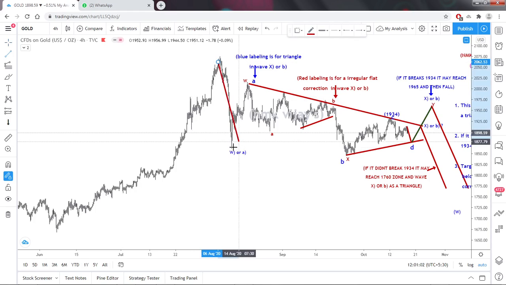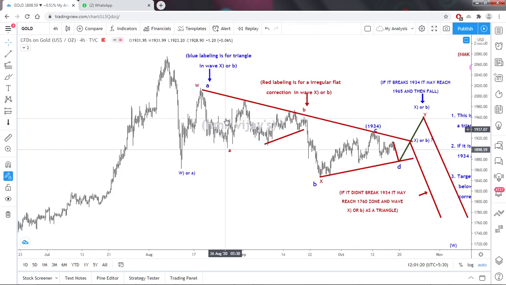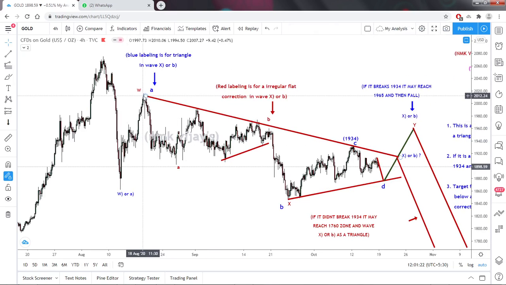This A, B, C, instead of making this and looking for those higher levels, look at what I'm explaining. This is a W, this is an X, A, B, C. So that means this whole thing becomes a W, X, A, B and C. So we still need a lot of correction and only then it has to shoot. So that is one alternative view, as an irregular flat.